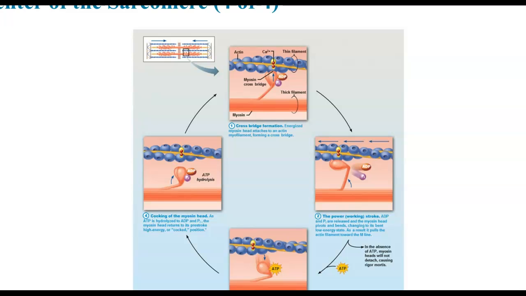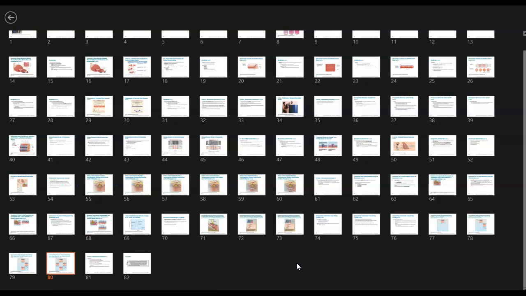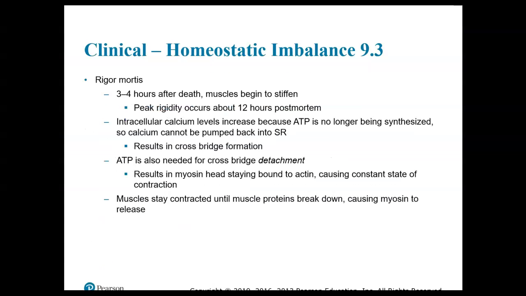Okay, look at the last few slides. There are some questions about rigor mortis. There's at least one on the exam. It says 3 to 4 hours after death, muscles begin to stiffen. The peak rigidity, which is what we call rigor mortis, where the body is actually very stiff, occurs about 12 hours after death, post-mortem. The intracellular calcium levels increase because ATP is no longer being synthesized.